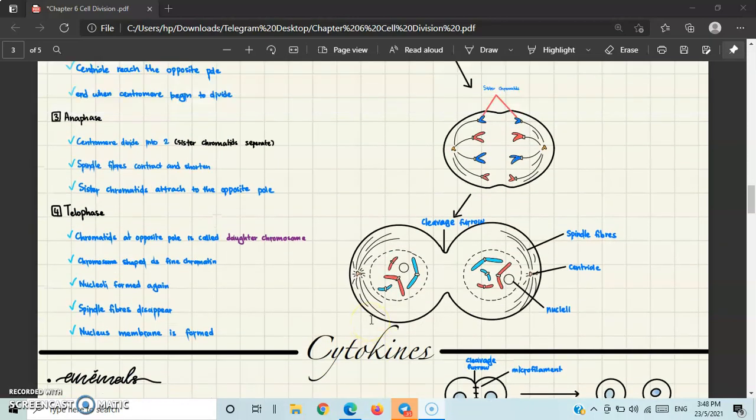After mitosis occurs, it will be followed by cytokinesis. Later we will discuss more about cytokinesis in animal cells and also in plant cells.